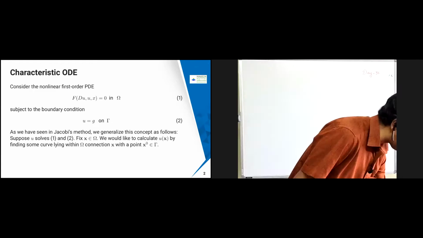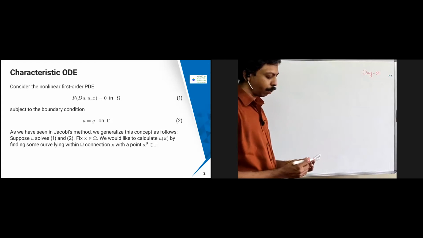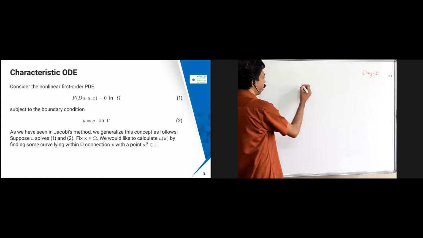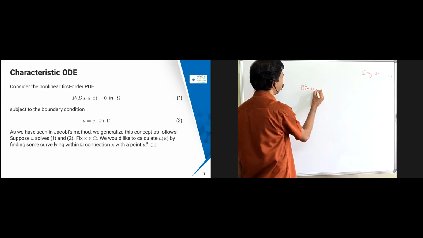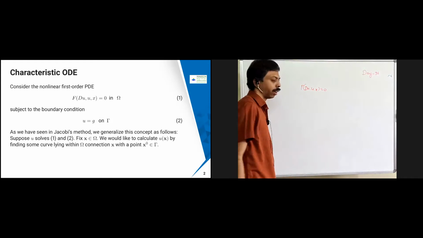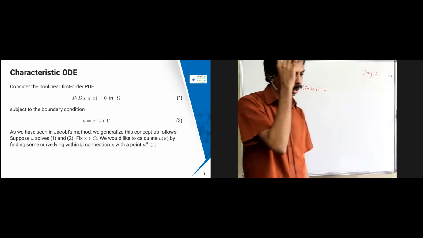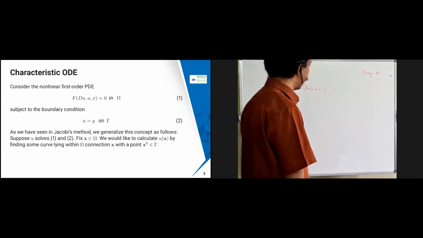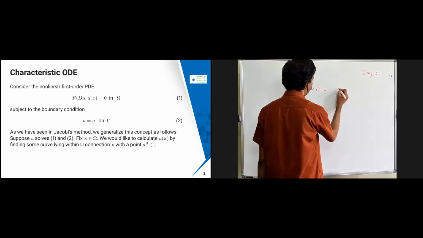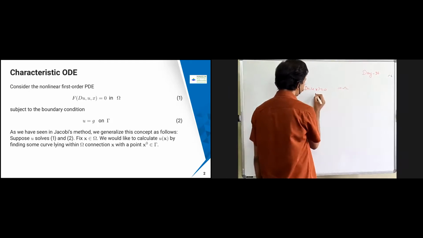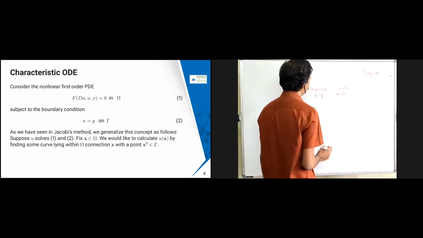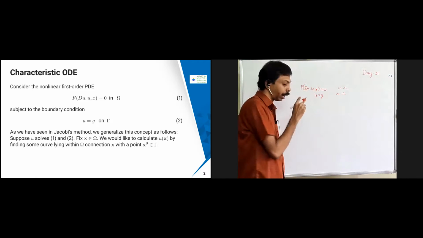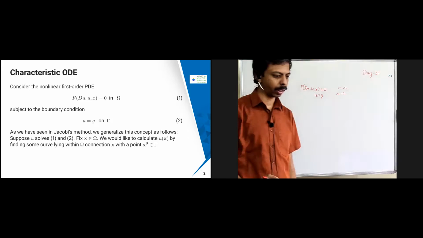Let's consider the nonlinear first order PDE of this form: F of Du, comma u, comma x equal to 0. In general, this is the form of the first order nonlinear PDE in omega. And I have a boundary condition also, u equal to g on the boundary of omega. So far we didn't see boundary conditions in Charpit's method or Jacobi's method.